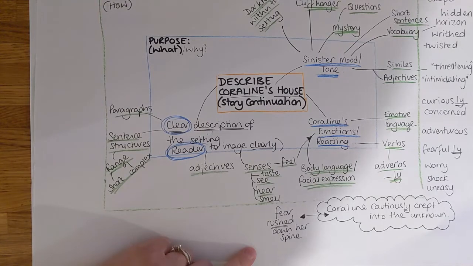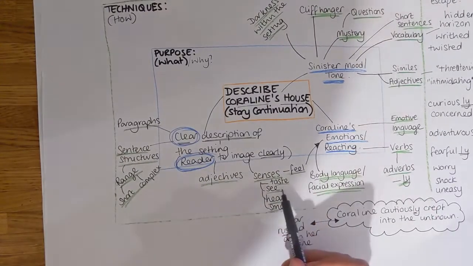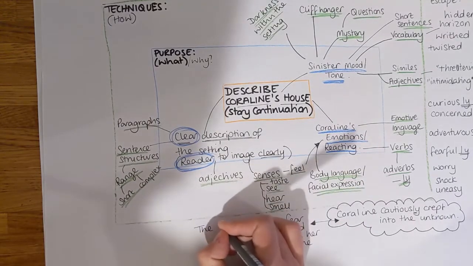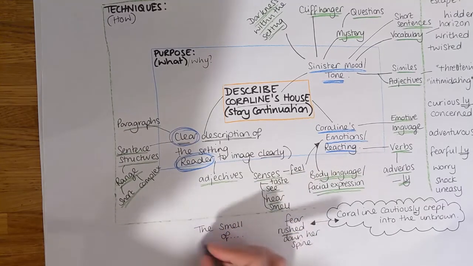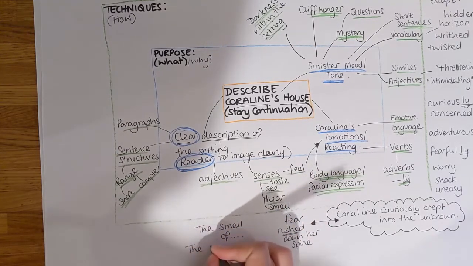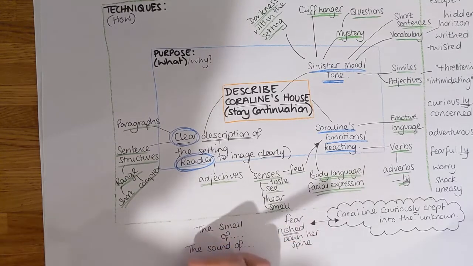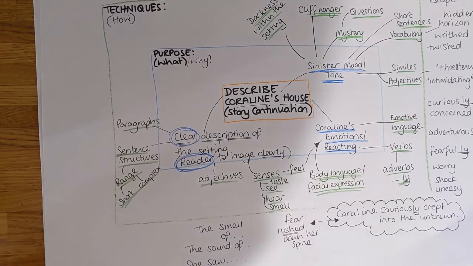And then senses, maybe, thinking about good sentence starters. So the smell of, the sound of, she saw. All right, just to give you some ideas. What else could we have?